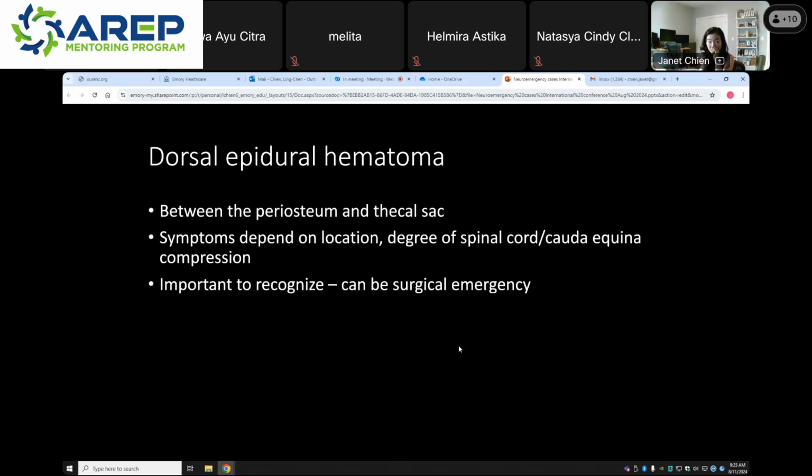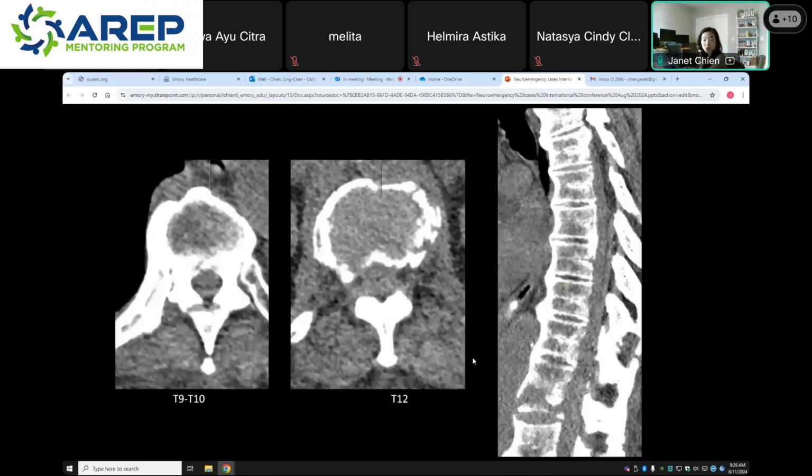That was a lot. Let me know if y'all have any questions. It's a lot of imaging findings, but a lot of times it's not as easy to see the epidural hematoma on CT, but in this case it is just so bad that you can actually see it very well on CT.